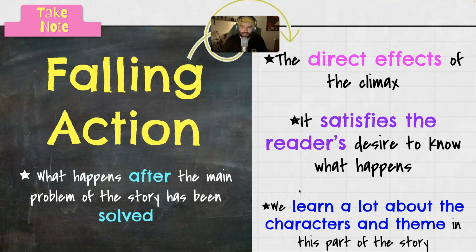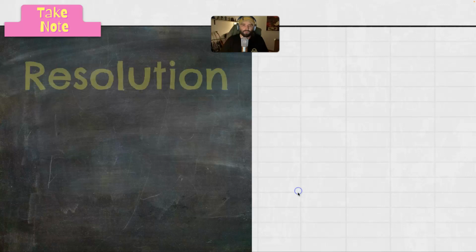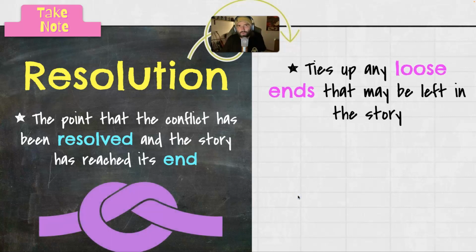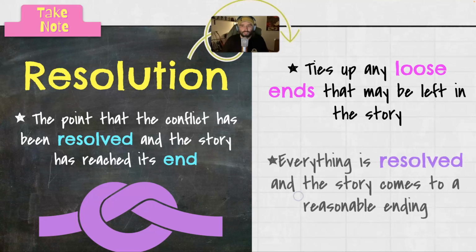We learn a lot about our theme here. This is where the theme really starts to show itself, in the falling action, because the conflict has ended and now we can take away what the characters have learned. And then we take from what they've learned and we move into the resolution, the point that the conflict has been resolved and the story has reached its end. Now, obviously, if it's not a sequel, you're not going to have that direct resolution. All the loose ends might not be tied up.